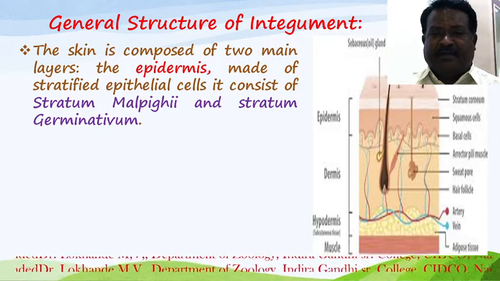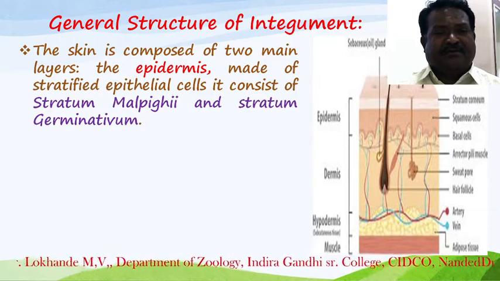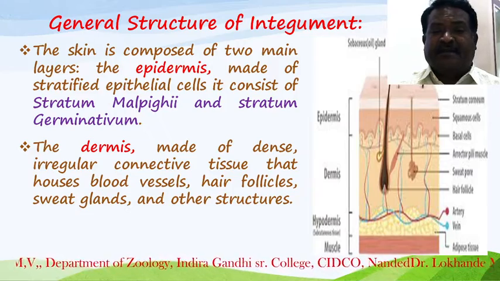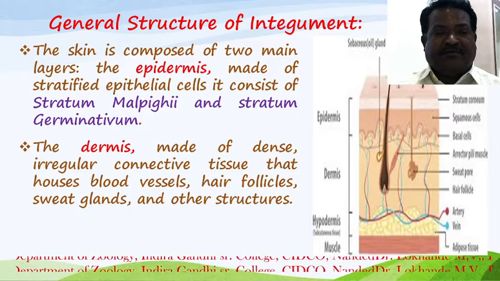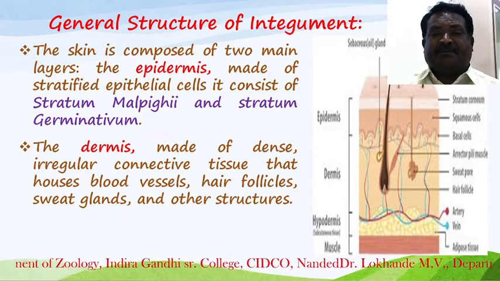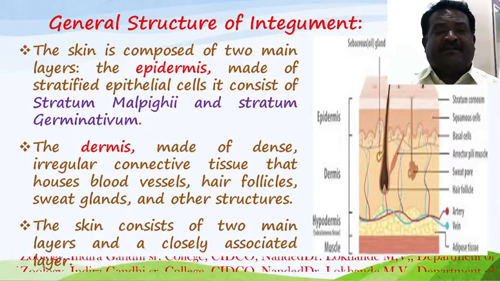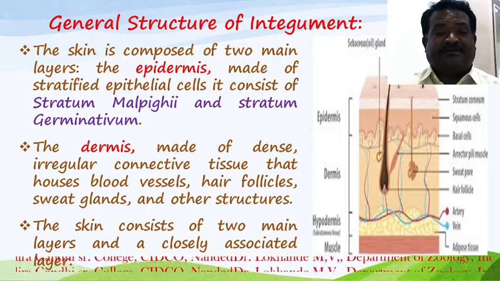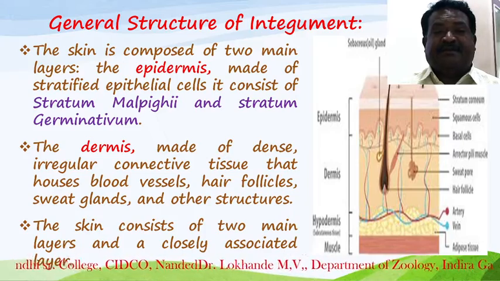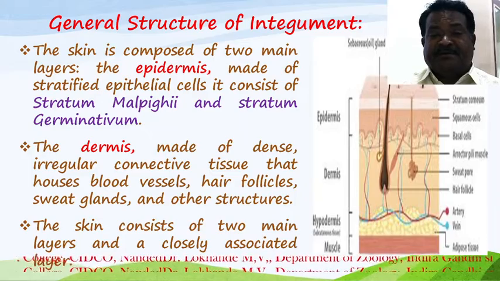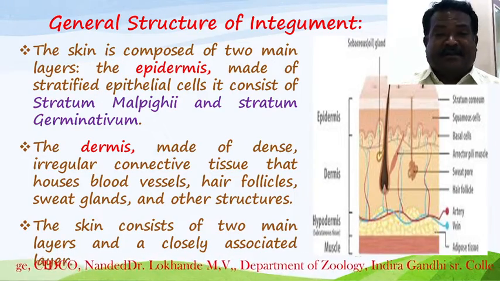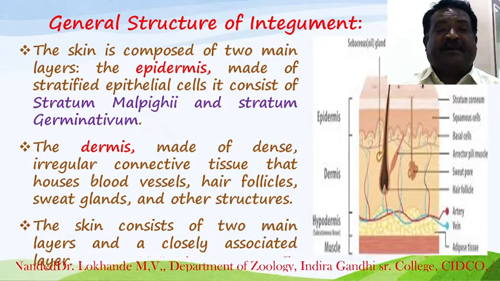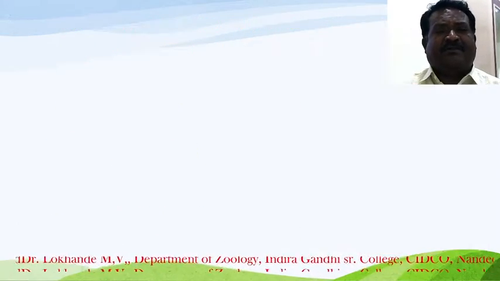The epidermis is the outer layer of the skin, and it is useful for different functions in the animals. The second layer is the dermis, made up of dense irregular connective tissue that houses blood vessels, hair follicles, sweat glands, and other structures of the skin. The dermis has different organs embedded in the skin: blood vessels, hair originating from that layer, and different glands, such as mucus glands or sweat glands. So the skin consists of two closely associated main layers. This is the general structure of the integument.